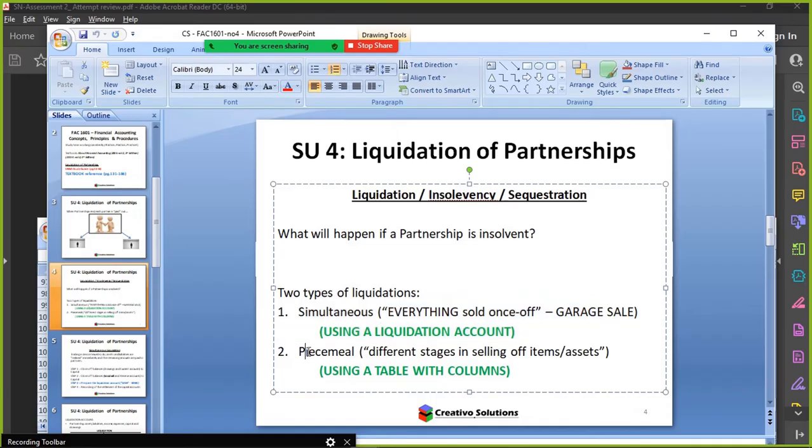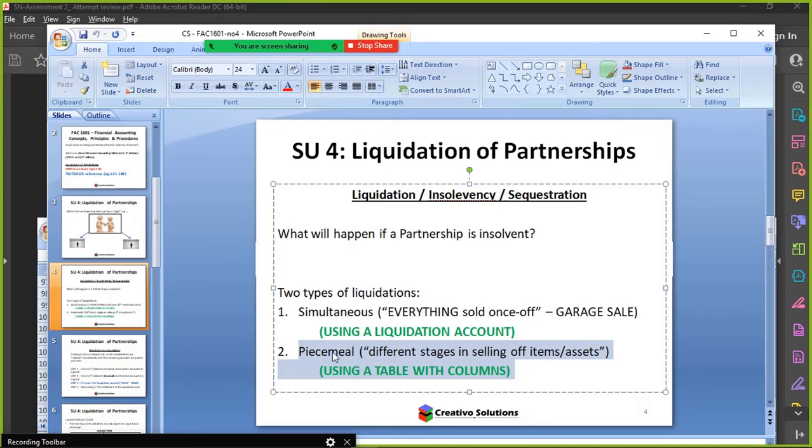Okay, piecemeal means you're going to be selling assets in stages because it's not in the best interest of all the partners to sell assets at less than its carrying value. Obviously, you don't want to make a loss when you sell assets, right? So when partnerships are dissolved, those partnerships can be dissolved using a piecemeal liquidation method.